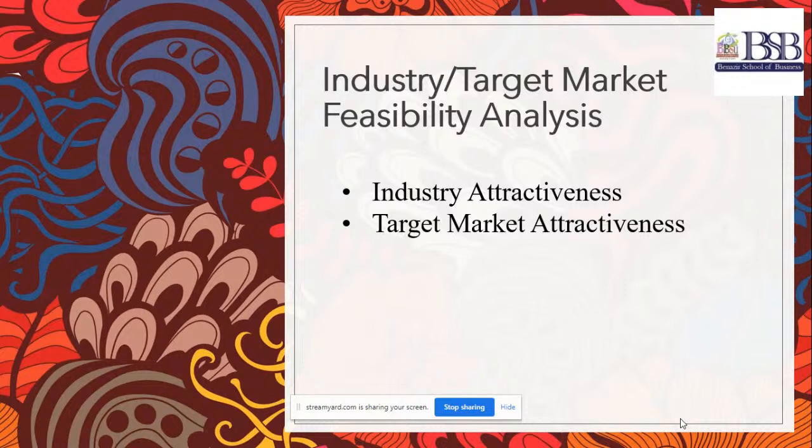Then I am coming to target market attractiveness. You know that a target market is a narrow group of people, of course, who have the same interests. And you find that narrow group of people in a larger market. These people have the same needs. So you see that these people have similar needs, and you started to cater to such people. That is your target market.